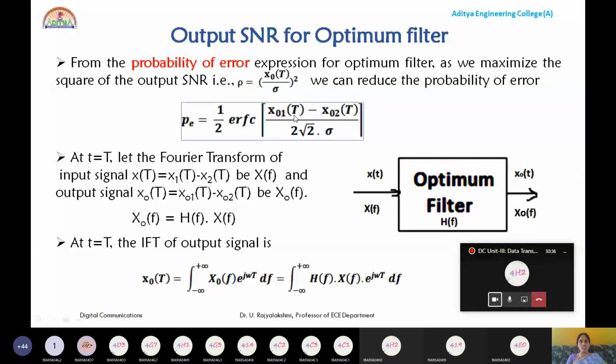The numerator is the change in the output signal and the denominator is the change in the output noise component, because sigma is the standard deviation. So how much our noise deviates from the mean, the zero value.